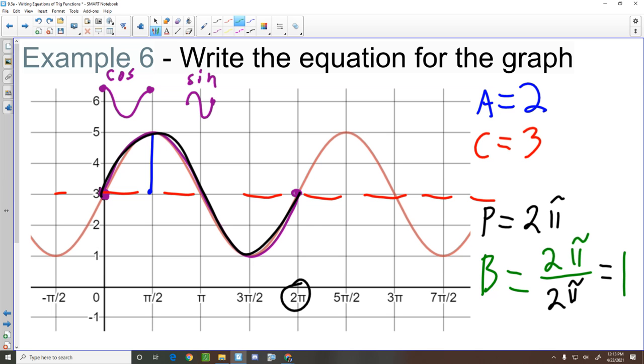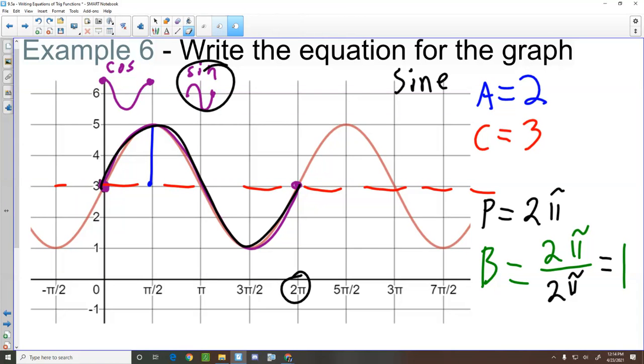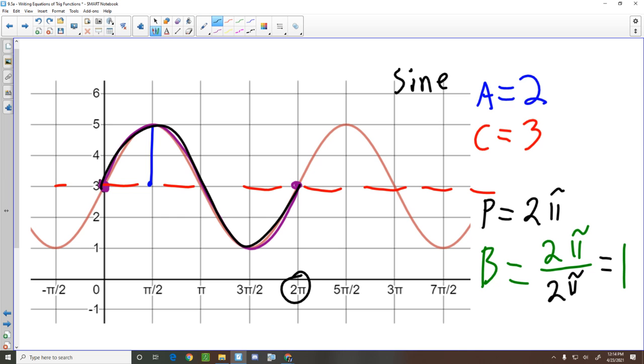And then also we already determined that this is going to be a sine wave because it's following the up, down, up pattern starting from the y-axis. Now if we were to put all these pieces together to write out our equation, f of x equals, always start with A, amplitude, that always comes first. Write the trig function next.